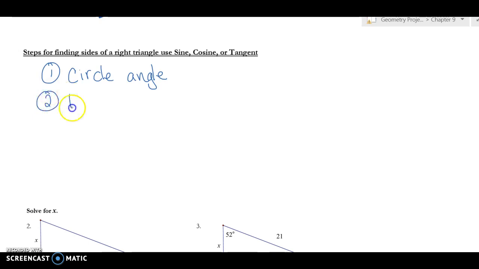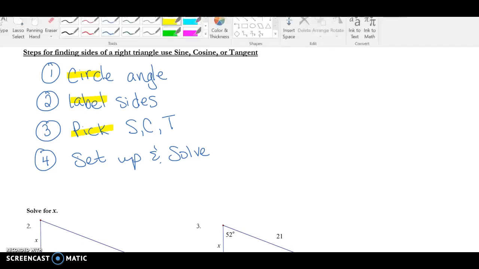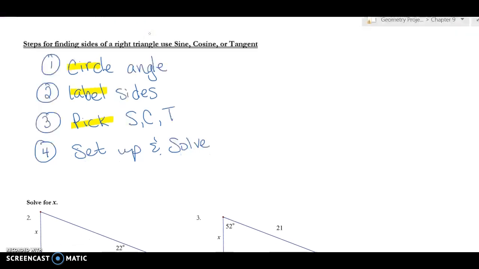The next thing you're going to do is label your sides based on your circled angle. Then number 3, you're going to pick whether it's sine, cosine, or tangent. And then number 4, you're going to set up your proportion, so you're going to set up the equation and solve. And I will say this a lot: I will say circle, label, pick. That kind of tells you the steps you need to do. Okay? All right, so let's go ahead and try a couple of these.